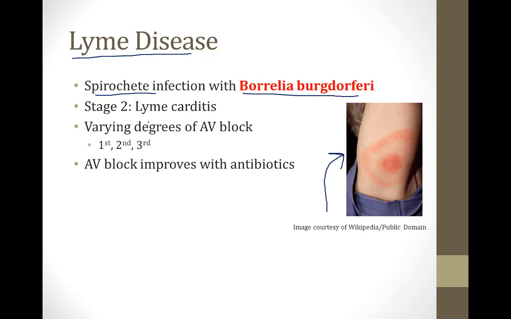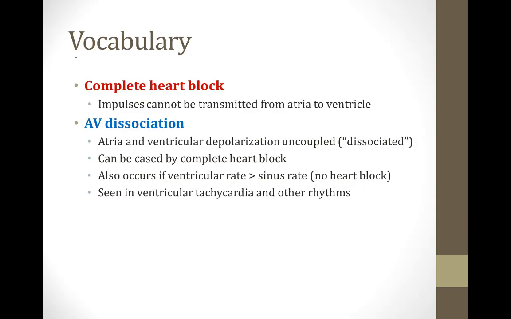However, in stage 2, they can develop what's known as Lyme carditis, and Lyme carditis presents with varying degrees of AV block. You can see first, second, or third degree AV block in patients who have Lyme carditis, and the AV block will improve with antibiotics, so it's important to make the diagnosis that the AV disease is caused by Lyme disease. There is some important vocabulary you need to understand around AV blocks.